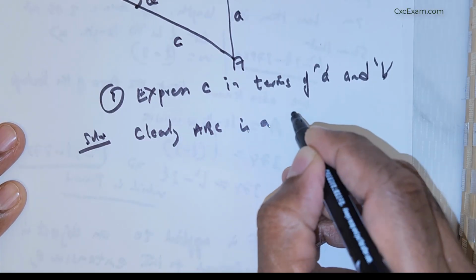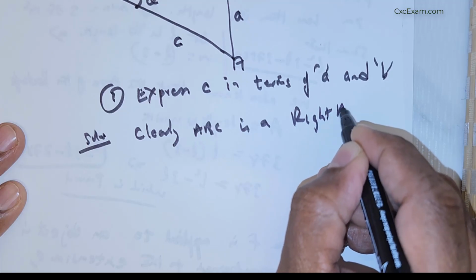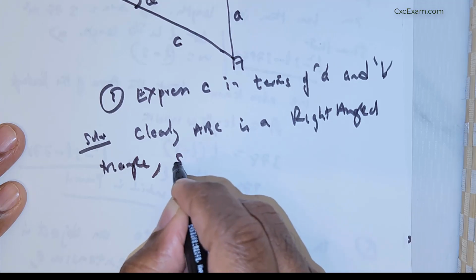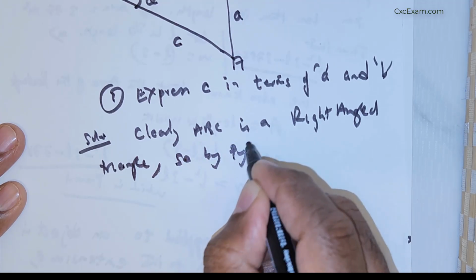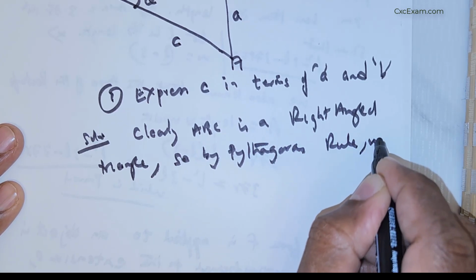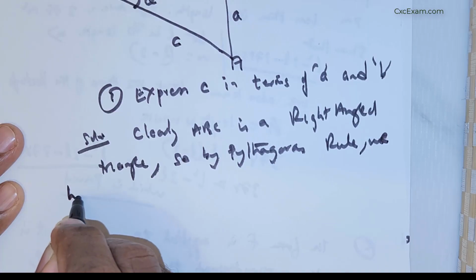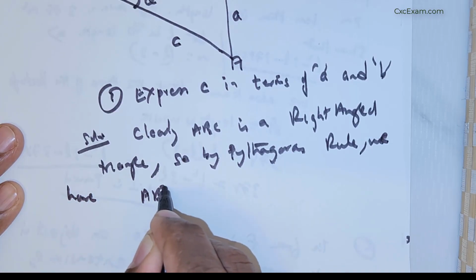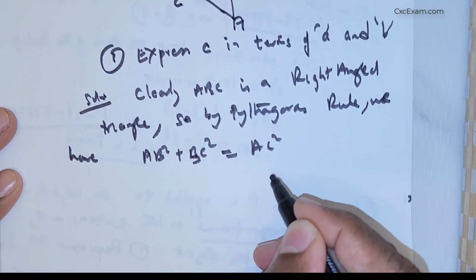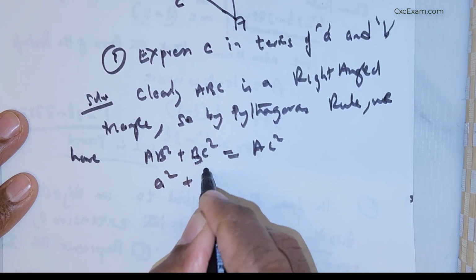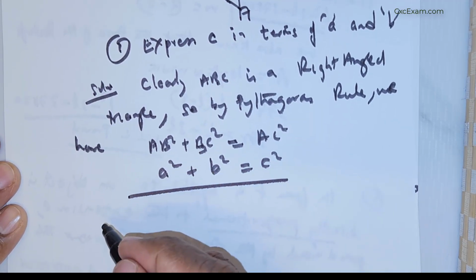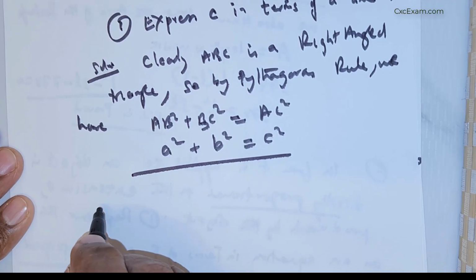ABC is a right angle triangle. So by Pythagoras rule, we have, so what do we have? AB squared plus BC squared is equal to AC squared. So this is A squared plus B squared is equal to C squared. So that's the solution for the first part.